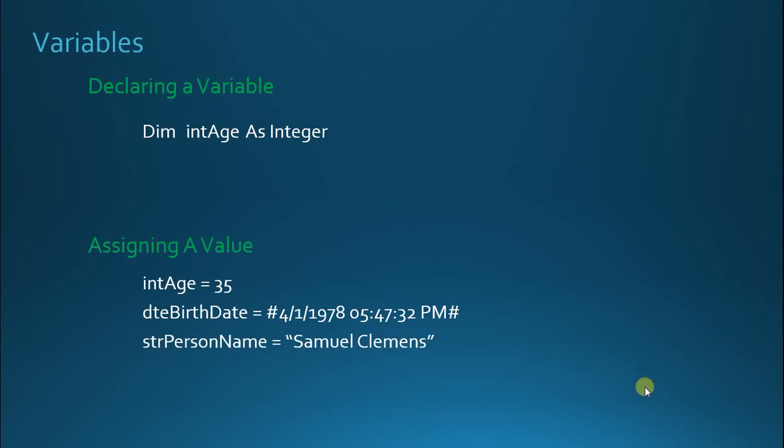Now for string data types, you're actually going to need to put your string in quotation marks. So here we've put quotation marks around Samuel Clemens. Anytime that you're assigning a string to a string variable, you need to wrap it in quotation marks.